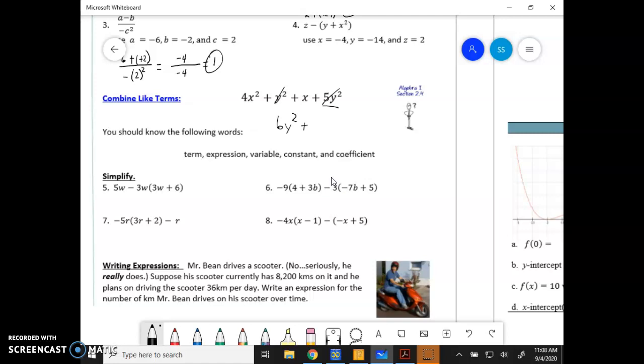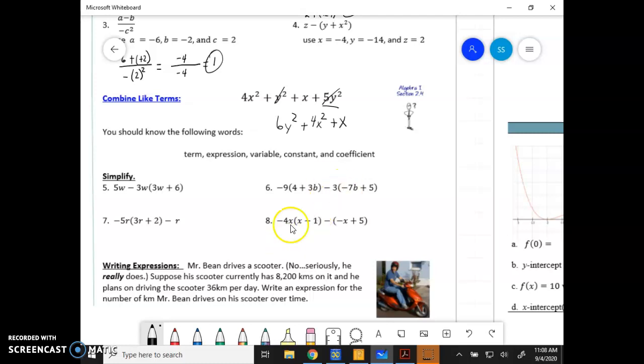And the most appropriate way to write this would be to write these in descending order from variables. So this one's x squared, so I should write that first, and this one's just a single x, so I should write that one next. Okay, and there's the final answer there.